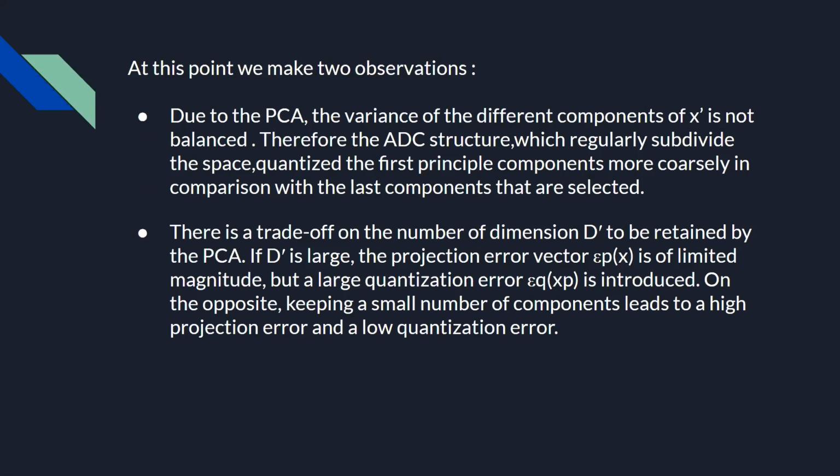At this point, we make two observations. Due to PCA, the variance of the different components of X dash is not balanced. Therefore, the ADC structure, which regularly subdivides the space, quantizes the first principal components more closely in comparison with the last components that are selected. There is a trade-off on the number of dimensions D dash to be retained by the PCA. If D dash is large, the projection error vector is of limited magnitude, but a large quantization error is introduced. On the opposite, keeping a small number of components leads to a high projection error and low quantization error.